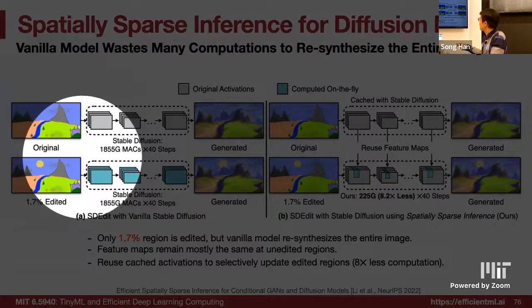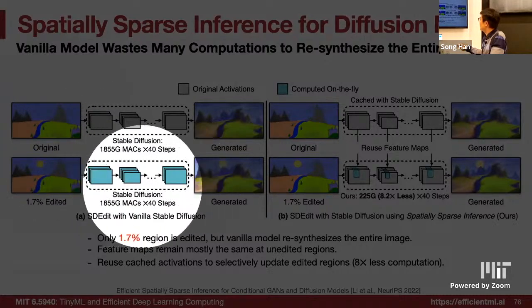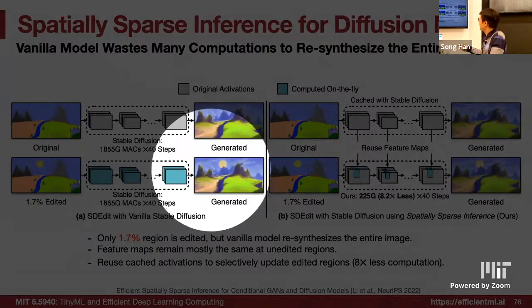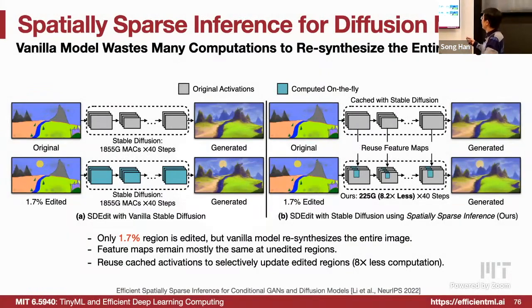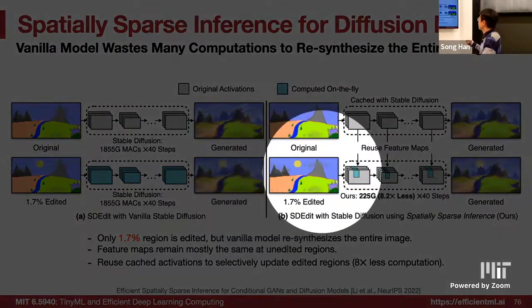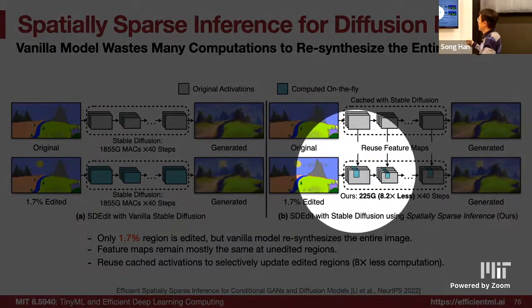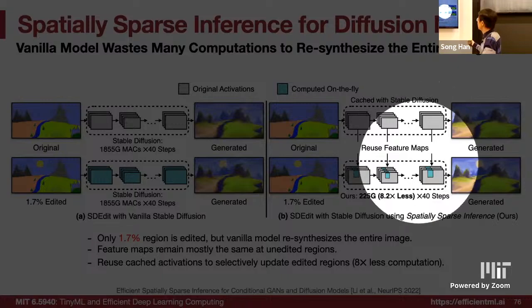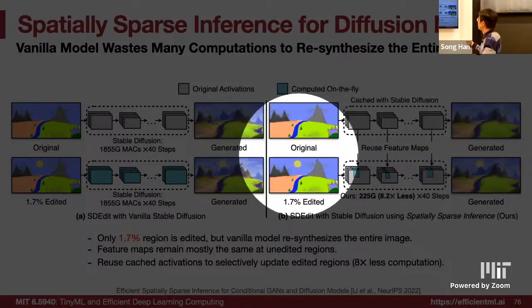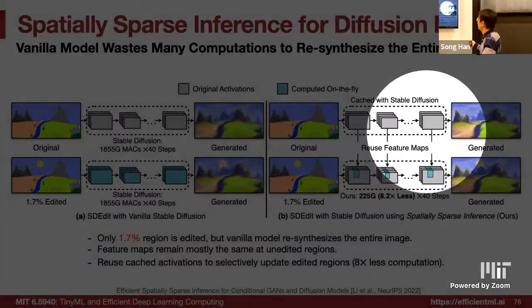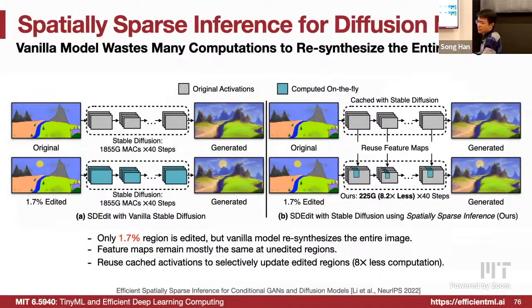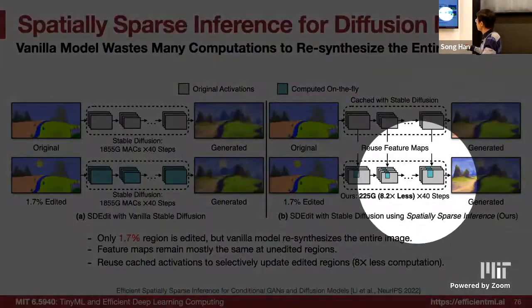But the original Stable Diffusion has to go through the entire model and run convolution on the entire input image. Spatially sparse inference is basically saying we can just change whatever we edited. For the non-edited region, we just reuse the feature maps from the original model. Since we only edited the sun, we only recompute the sun, in green here, and reuse the feature maps from the previously generated image for the rest of the areas. As a result, this can save 8 times the computation.